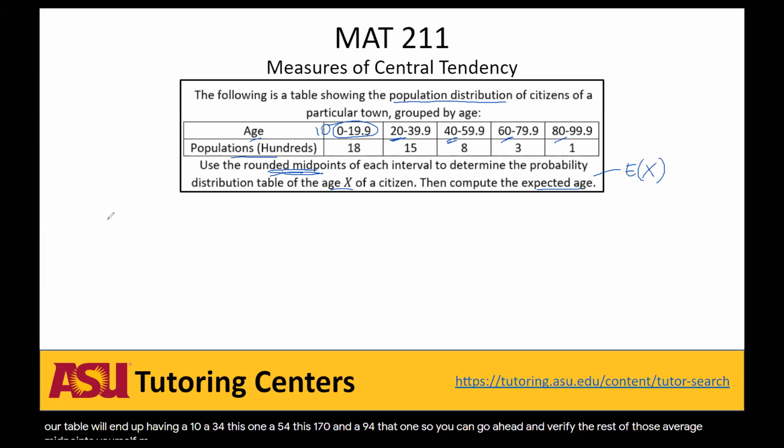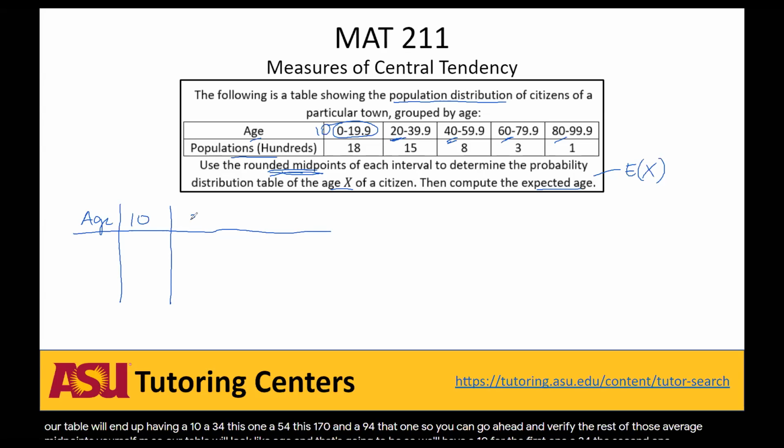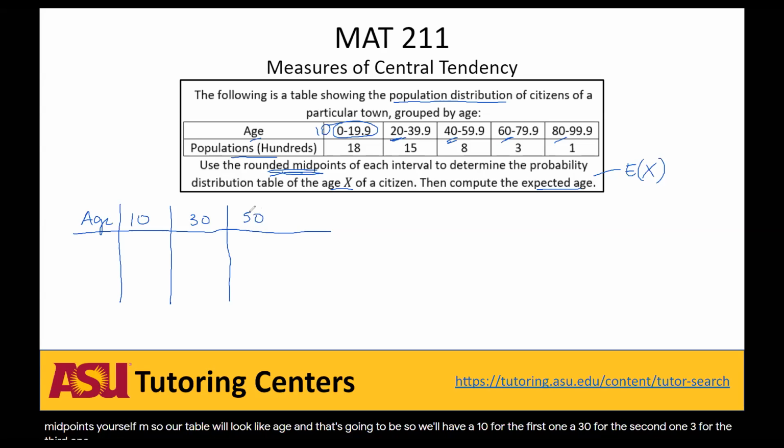So our table will look like, age, and that's going to be, we'll have a 10 for the first one, a 30 for the second one, a 50 for the third one, a 70, and a 90.